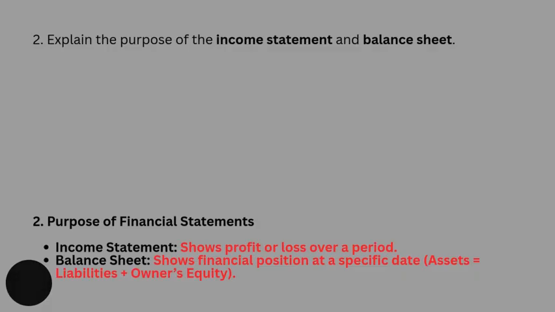Next, we turn to the balance sheet. This document represents the financial position of the company at a specific date. It follows the fundamental equation: assets equal liabilities plus owner's equity. This equation is vital because it helps us understand what the company owns versus what it owes. The income statement tells us about profitability over time, while the balance sheet provides a snapshot of financial health at a point in time.